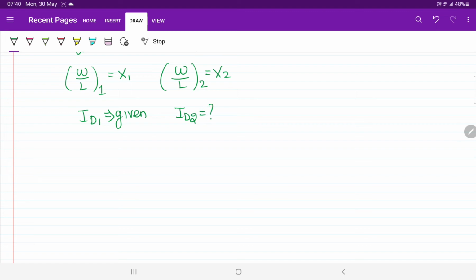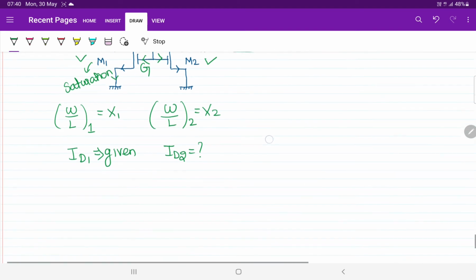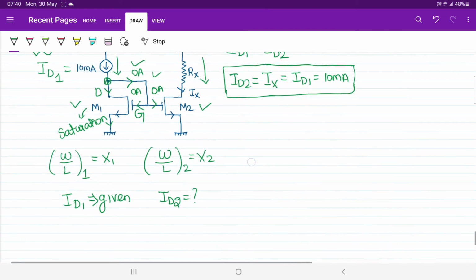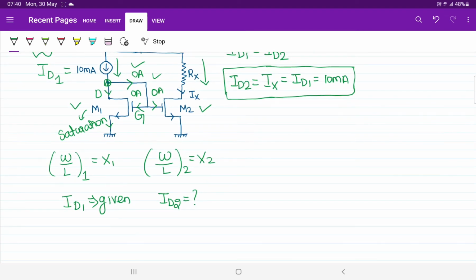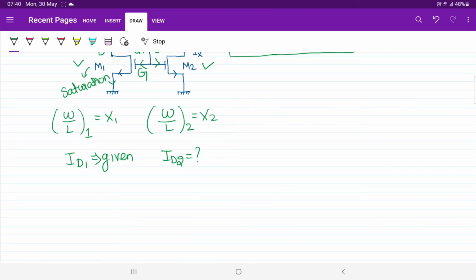How will you calculate this? Since both MOSFETs are identical to each other, they are going to consume the same current in the first case. But here again the MOSFETs are identical, and the only thing different is the value of W by L, that is the width to length ratio. In that case, what can we do? We know the formula basically. I am writing the general expression for ID.